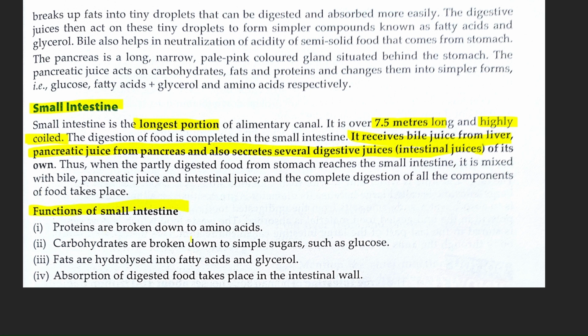Proteins are broken down into amino acids. Carbohydrates are broken down into simple sugars such as glucose. Fats are hydrolyzed into fatty acids and glycerol. Absorption of digested food takes place in the intestinal wall.